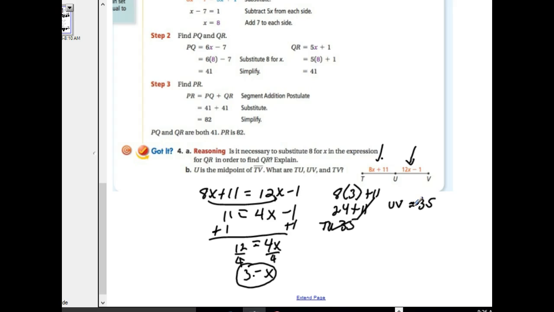And then together, T all the way to V would be the 35 and the 35 put together. So TV is going to end up being a total of 70.